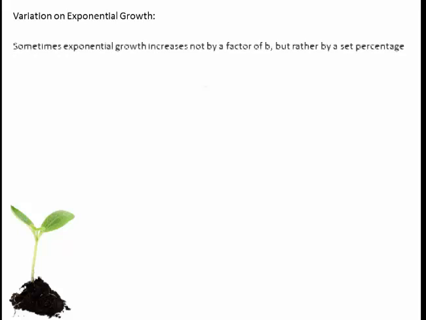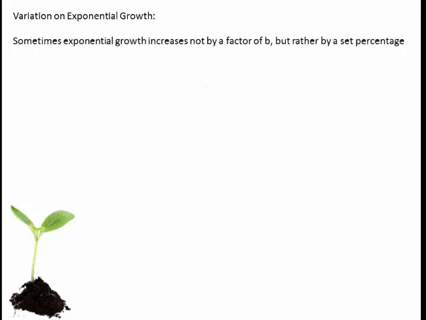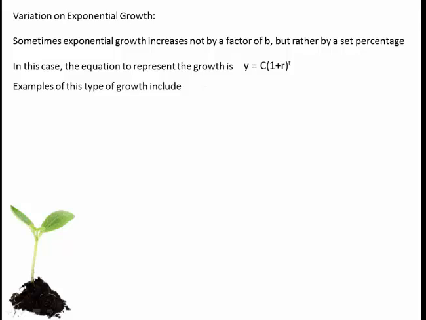We have variations on exponential growth. Sometimes it's not an increase of a factor of b. So for example, we're not multiplying by 2 every time, but rather by a percentage. And that gives us a different equation. Y is equal to c times 1 plus r to the t. Just to go over this, c is our starting point. So it's the first number in the sequence.